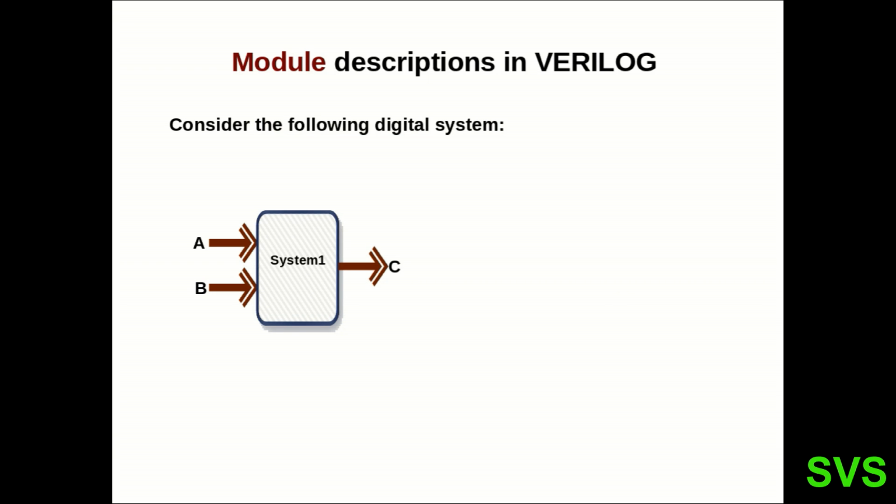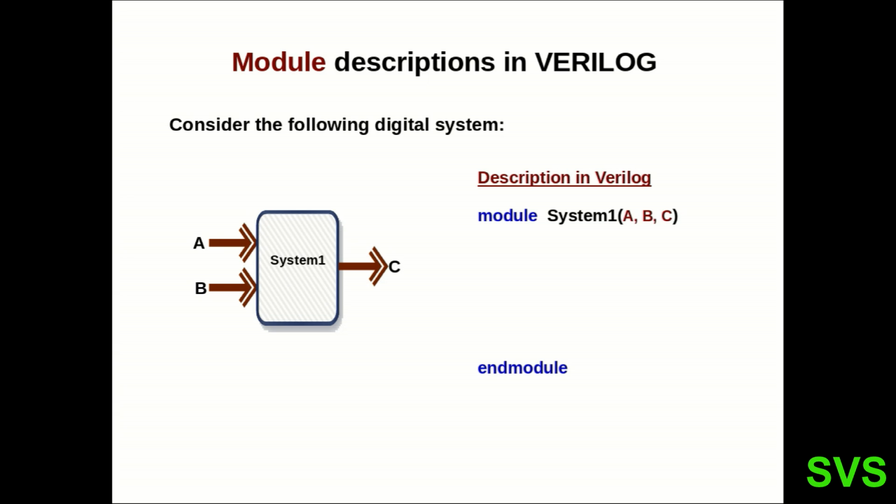Now consider a module as shown. So the digital system shown has terminals A, B and C, wherein A, B become inputs and C becomes the output, and it has its own functionality described in this block called system 1. So to describe it in Verilog, the keywords are module, then the system name, and in round parenthesis, we have the terminals defined.